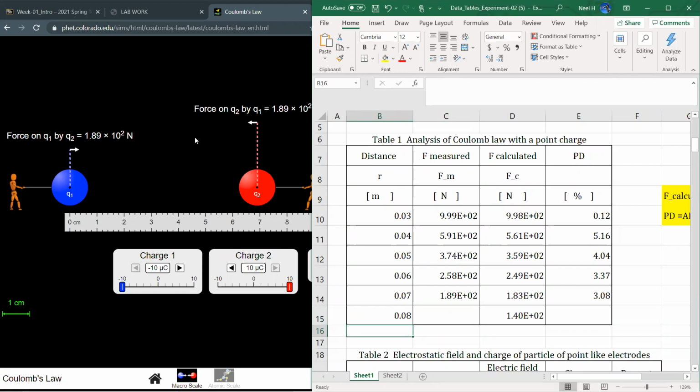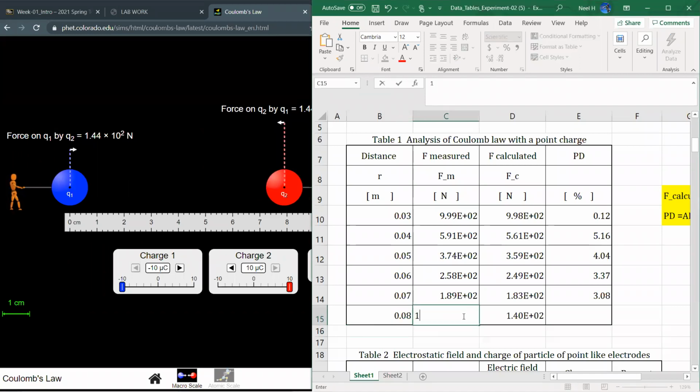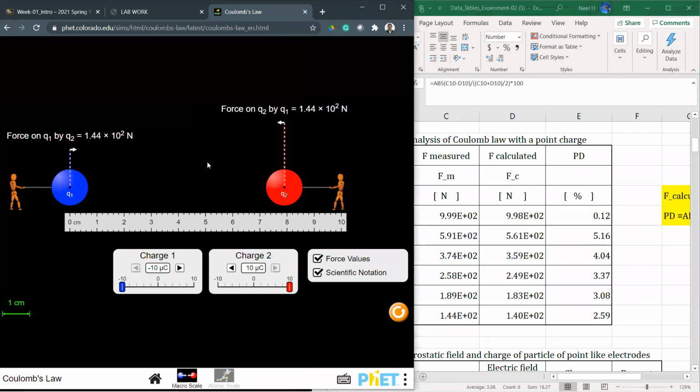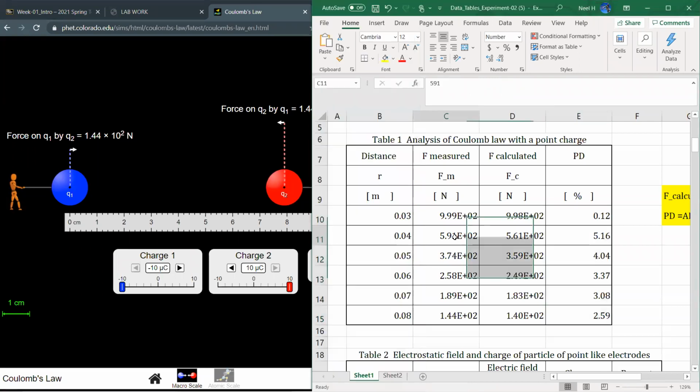We'll do one more data point, say 8 centimeters maybe, 144. So it's fairly consistent, the error values and everything. Any small difference in our radius should be exactly matched with this number. If I'm slightly off from there, my measured value is going to be slightly off. That's why we have a little bit of error here.